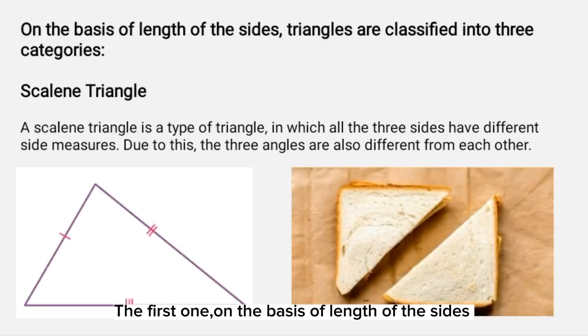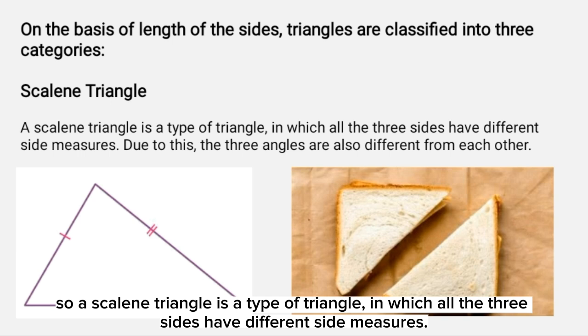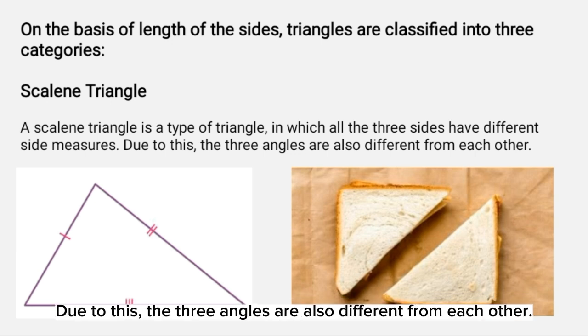The first one, on the basis of length of the sides, the first category is scalene triangle. So a scalene triangle is a type of triangle in which all three sides have different measures. Due to this, the three angles are also different from each other.